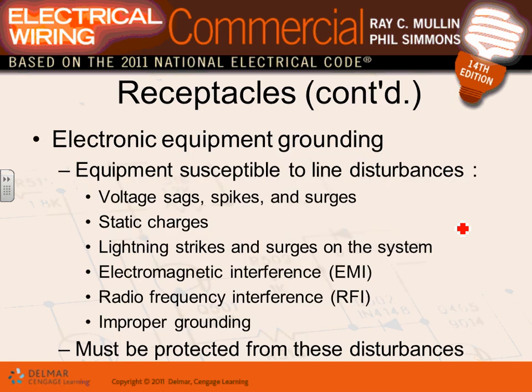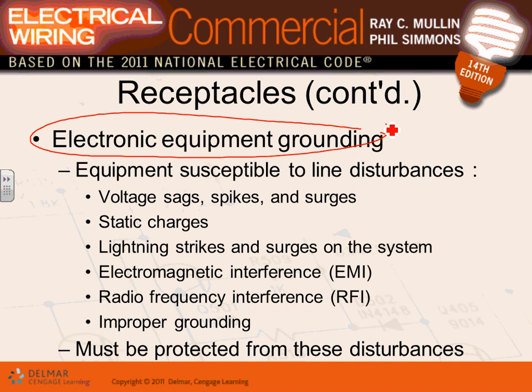Technology circuits. Okay, electronic equipment grounding. Why do they do this, guys? When you have these technology circuits, they are susceptible to a couple of things: voltage sags, spikes and surges, static charges, lightning. You want to minimize all this, and the most important thing, electromagnetic interference as well as radio frequency, and improper grounding.